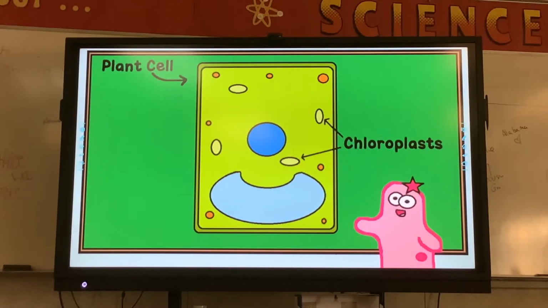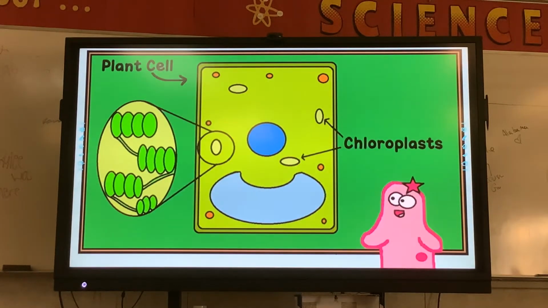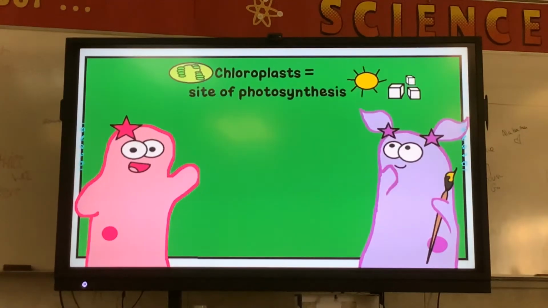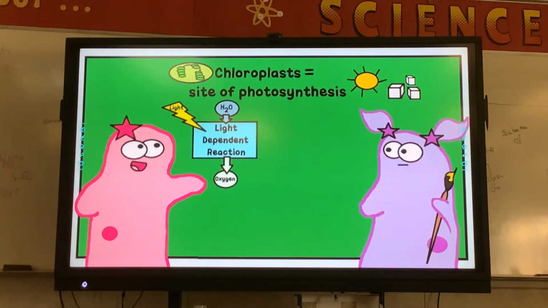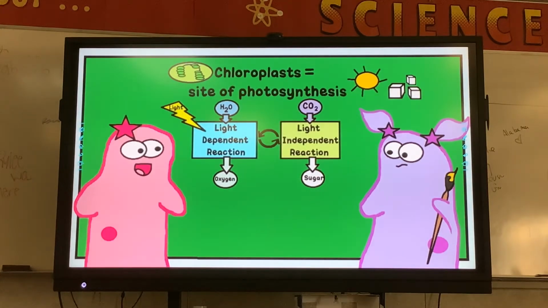Well, plant cells have organelles called chloroplasts. They are the site of photosynthesis, so they help capture light energy for the process of photosynthesis. This is a complicated process that is made up of a light-dependent reaction and a light-independent reaction, also called the Calvin cycle. It's a big enough process that we'll have to have another video clip to cover that.